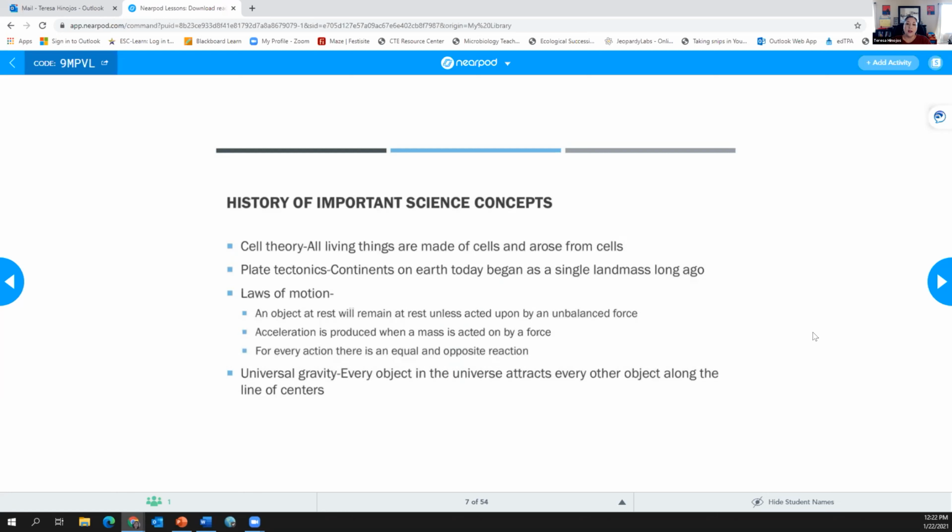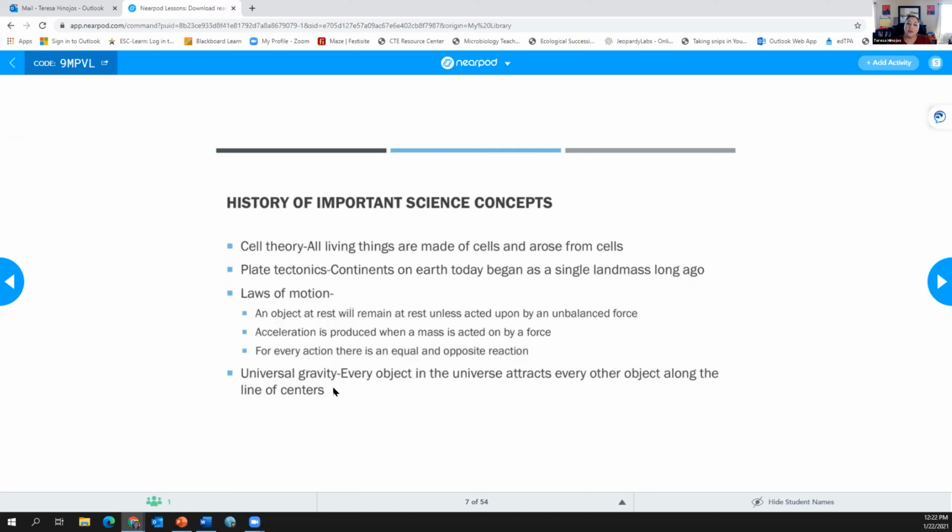we ended up with all these different continents that we have now. The laws of motion, and this is actually in one of your other competencies, but you have to know all of Newton's laws. So with Newton's laws of motion, there are three laws. The first one is an object at rest will remain at rest unless acted upon by an unbalanced force. And we'll take a look at that a little later. The second one is acceleration is produced when a mass is acted on by a force. And then the third one is for every action, there is an equal and opposite reaction. So it's important that you know those, you have to understand what those actually mean.